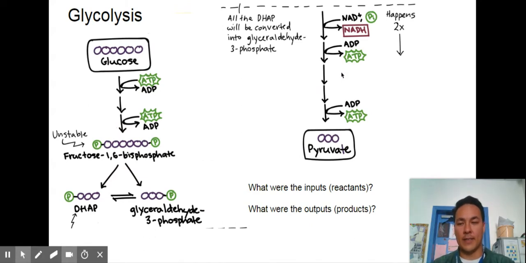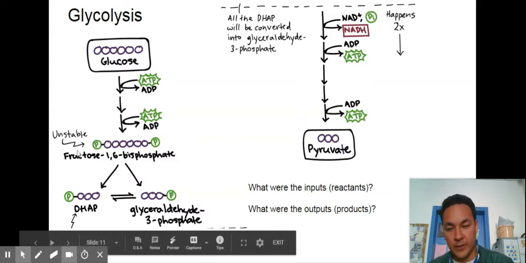Okay, let's go over glycolysis. What are the inputs and outputs? What's going on here? This is from Khan Academy, not the AP Khan Academy, but the high school site. It's a little complex. I told you, you don't need to know any of this stuff. I just want you to get the big picture of what's going on.